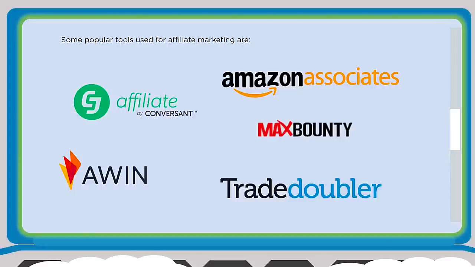Again, I mentioned Commission Junction. There are also some other affiliate marketing tools out there: Amazon Associates, AWin, Trade Doubler, Max Bounty. I mean, there's a lot out there. CJ.com is the one I've used in the past, but give some of these other platforms a chance. It doesn't hurt to even be on multiple platforms. You have nothing to lose.